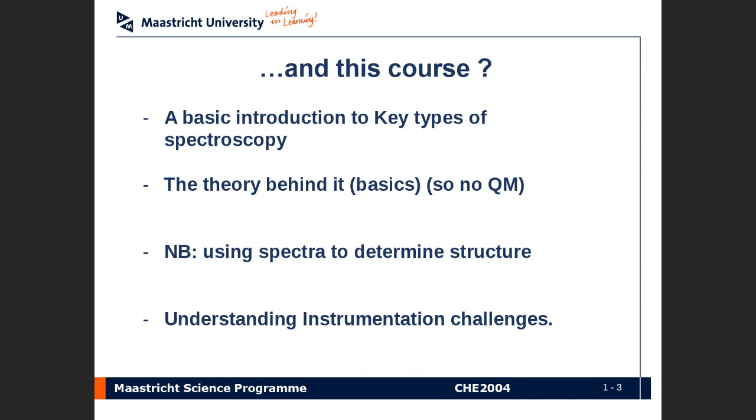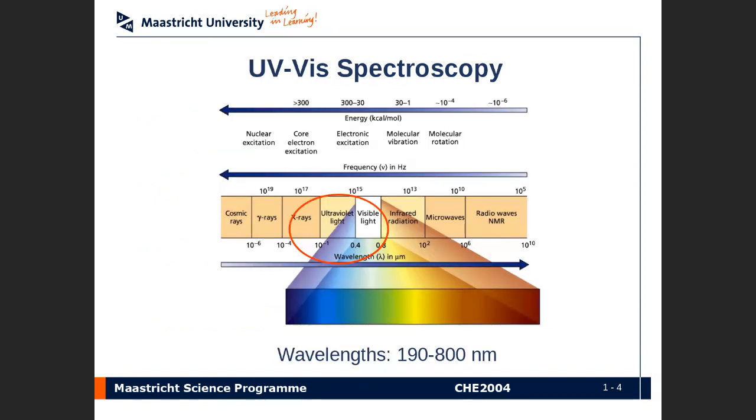And finally, of course, also looking at instrumentation challenges and issues. So we're going to look at the theory, the basics. We're going to look at instrumentation. We're going to look at how the techniques work, but the key emphasis is trying to solve and elucidate structure. And so the first technique we're going to discuss is UV-Vis, ultraviolet-visible spectroscopy, right? This is a very useful tool.